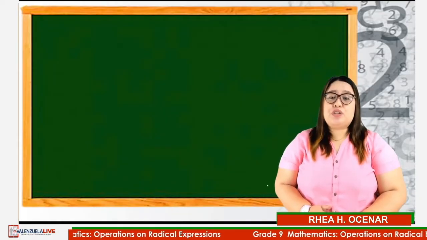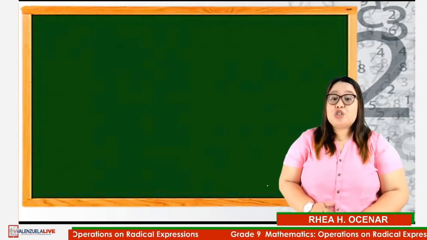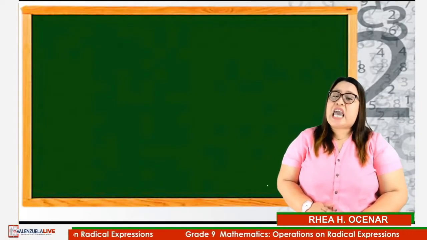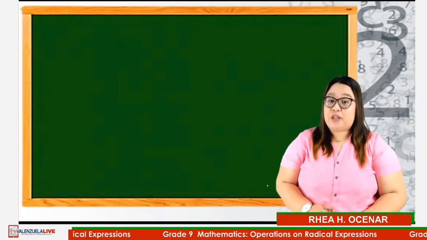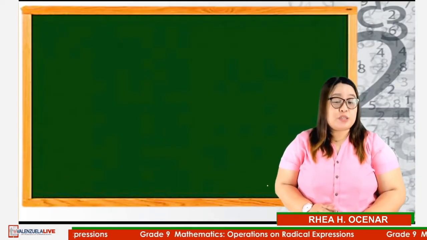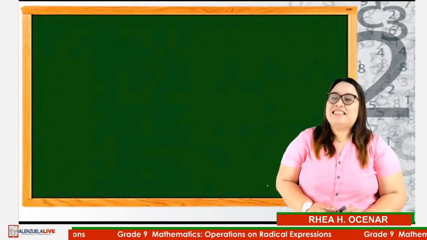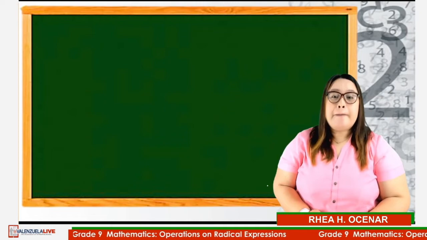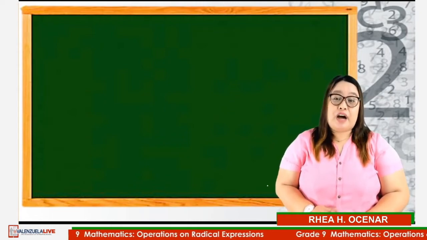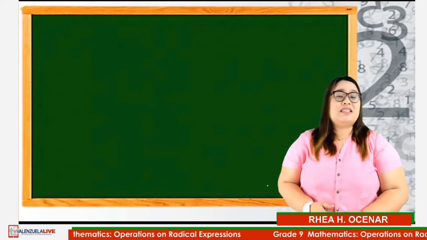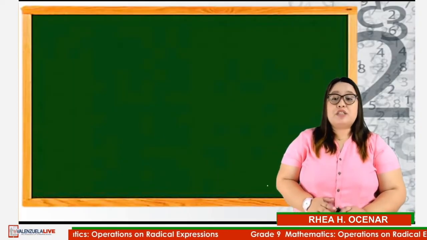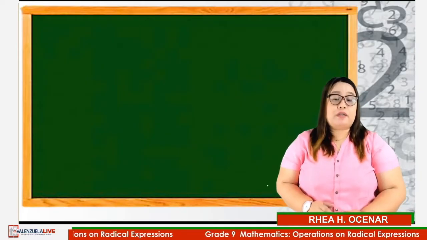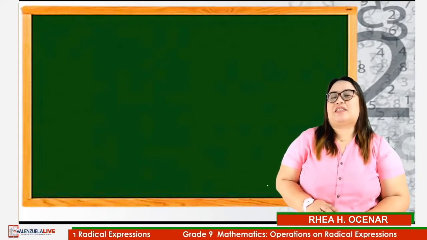Let us now proceed to the discussion about addition, subtraction, and multiplication of radical expressions. Can you still remember how we add or subtract algebraic expressions? That's correct. We add or subtract algebraic expressions by simply combining similar terms. It has the same idea in addition and subtraction of radical expressions. We simply combine all like radicals.